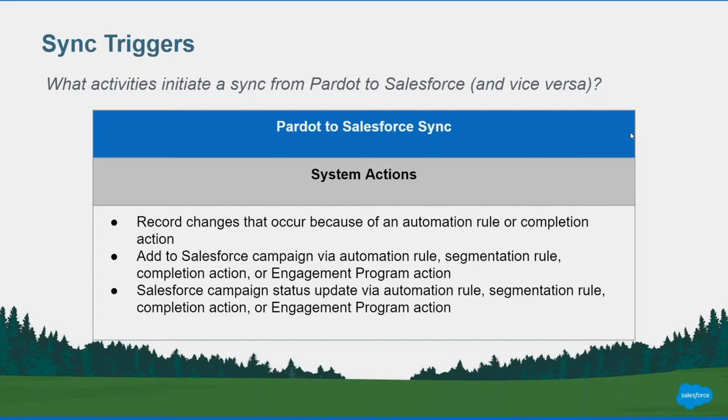And there are also system actions that can trigger the syncing from Pardot to Salesforce. So any record changes that are done by an automation rule or completion action will trigger the sync as well. Any add to Salesforce campaign actions that can be done by the different automation tools you're seeing here right now, as well as Salesforce campaign status updates, will also trigger the syncing.